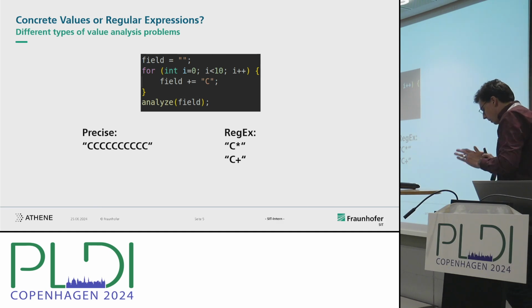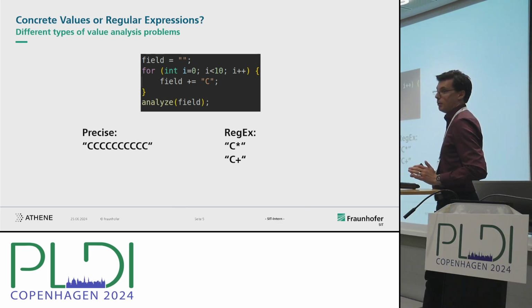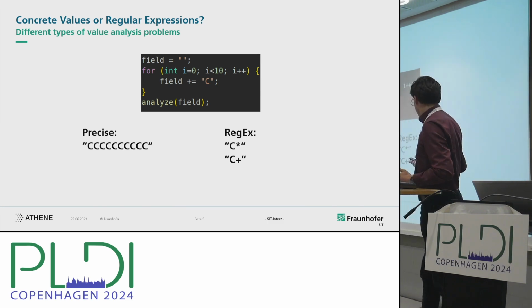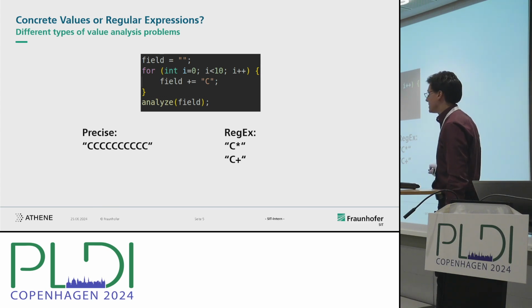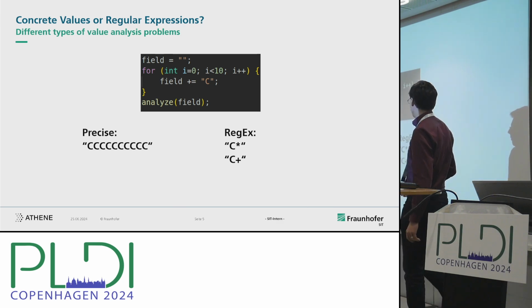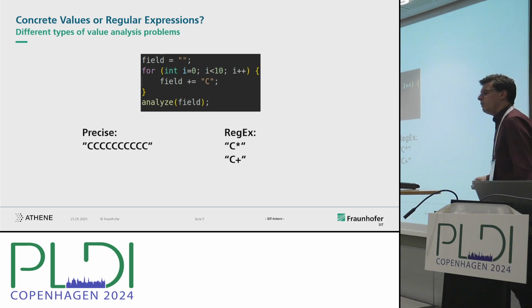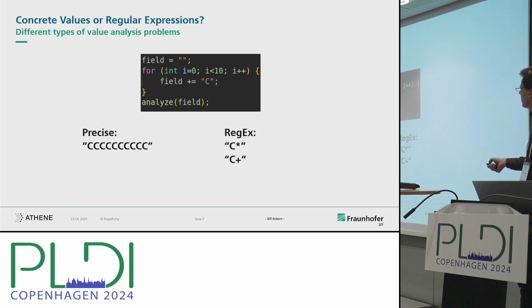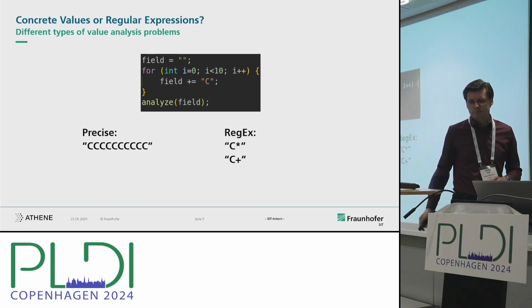Now, the problem is that what I've presented you so far is actually a very particular instance of a value analysis problem. Take this code. There are many formulations of what a value analysis could give you here. What we call a precise value analysis would just give you the 10 C's in a row. However, some other analyzers say, well, this is C repeated 10 times, you could say, as a regular expression, or C more than once, which is also somewhat capturing what is going on here, or C 0 or more times, which is also somewhat a representation of what we have seen.